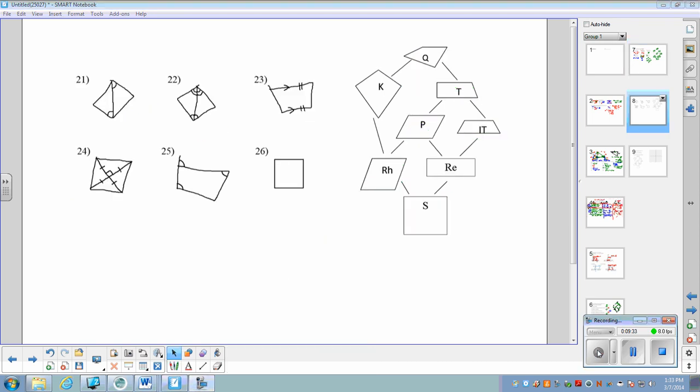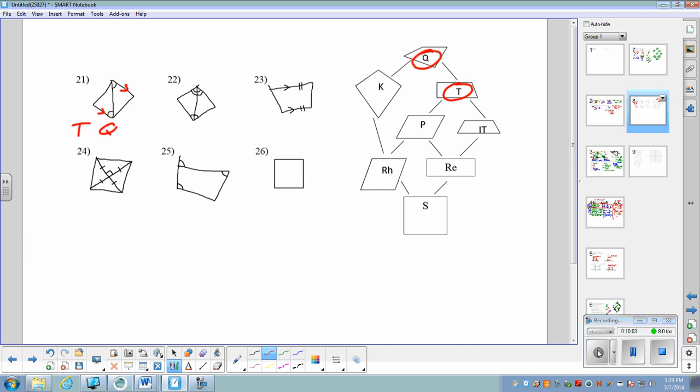Number 21. Alternate interior angles. That's helpful because that makes these sides parallel. But that's all we can actually figure out. We cannot prove these triangles are congruent because we have side angle, and that doesn't tell us anything. So it's not looking like we're going to get down to parallelogram, but we already know it's a trapezoid because one set of sides is parallel. We just don't know about the other set. So we can guarantee that this is a trapezoid and a quadrilateral, but that's it.